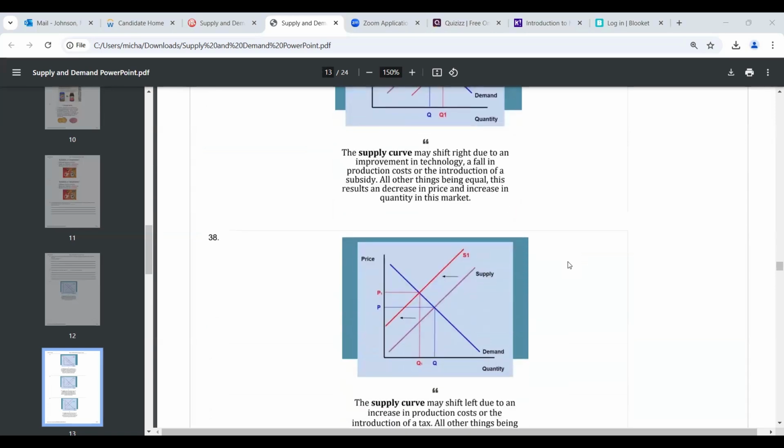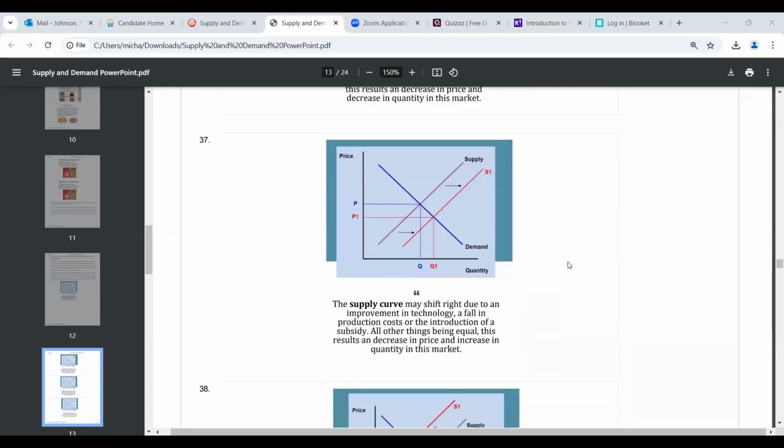The supply curve may shift right due to improvement in technology, a fall in production costs, or the introduction of a subsidy. All other things being equal, this results in a decrease in price and an increase in the quantity in the market.